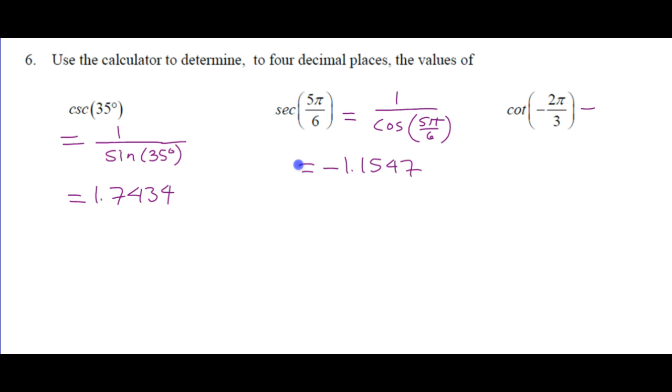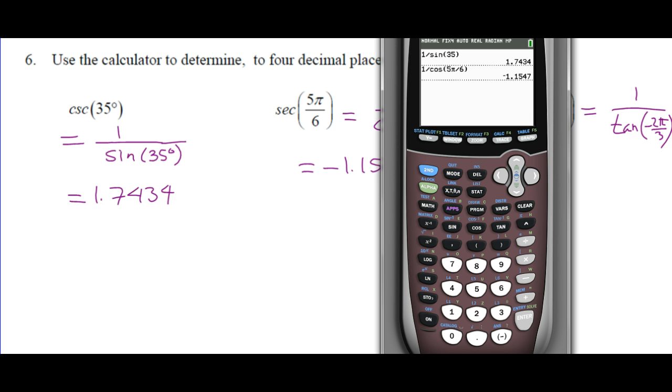Cotan, what do we do for cotan? 1 over tan, negative 2 pi over 3. Okay, so 1 divided by tan, negative 2 pi divided by 3, and always use the pi key. 0.5774.